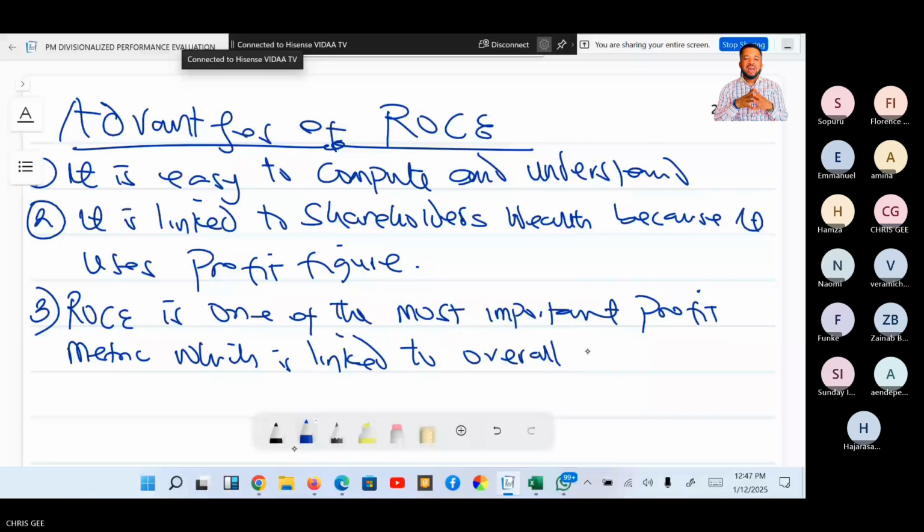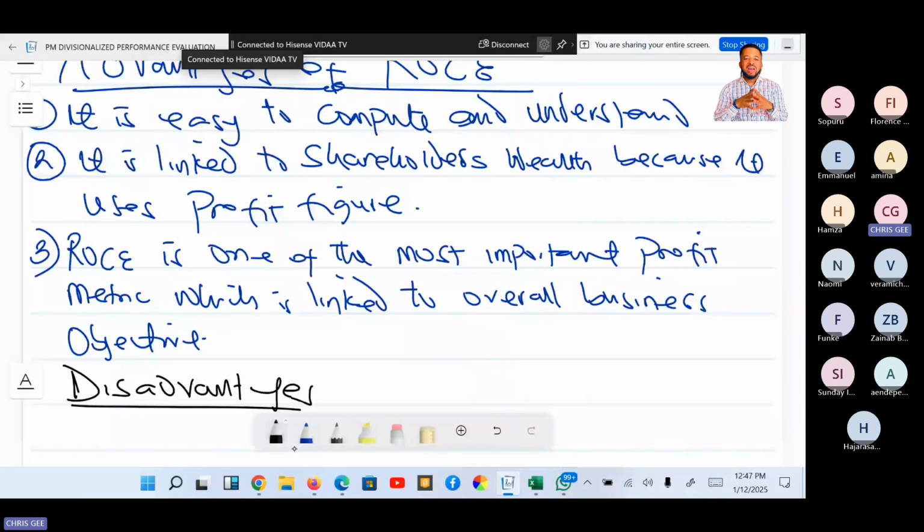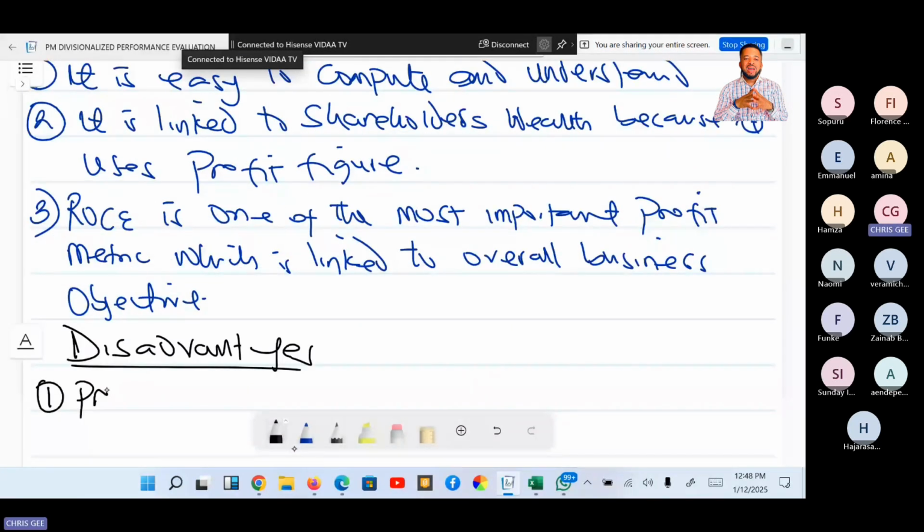All right. What are the disadvantages? Disadvantages, number one, profit figure is subject to manipulation.